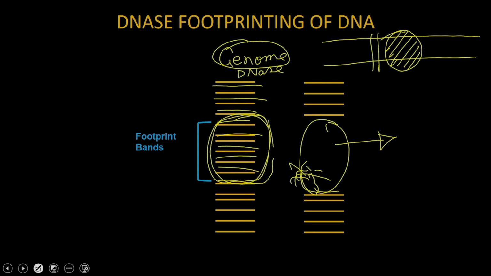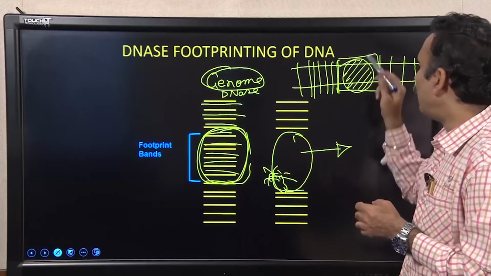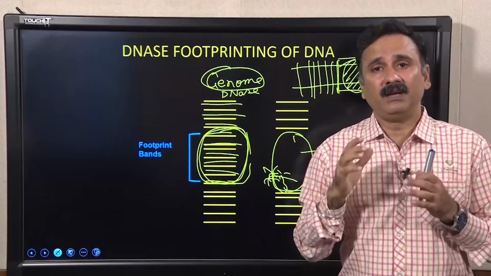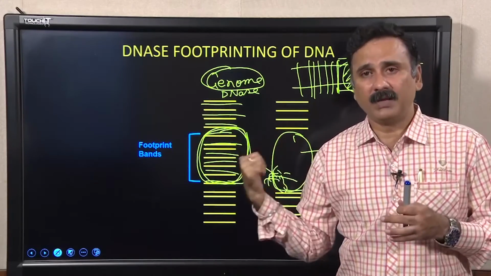So, what happens is if you cut this, it is going to give you this pattern because it is not being protected, but if it is protected then you will get all other bands except the band corresponding to this region. That is why this region can be identified simply by sequencing these bands, and you will be able to know which region of the genome is being bound by this particular protein.